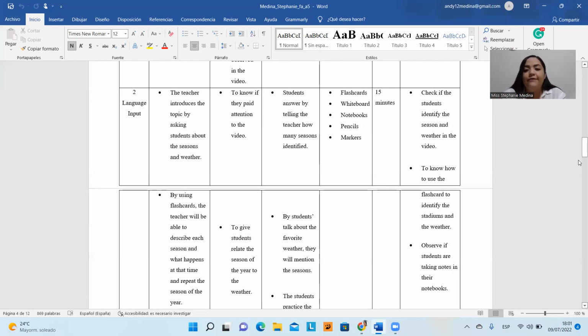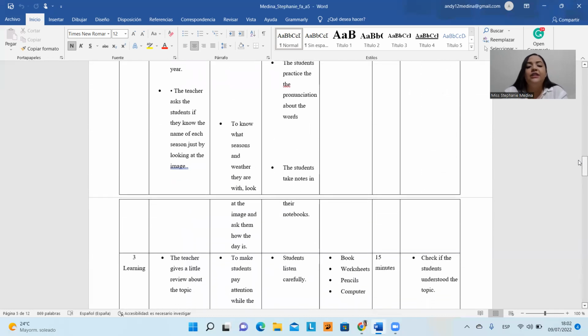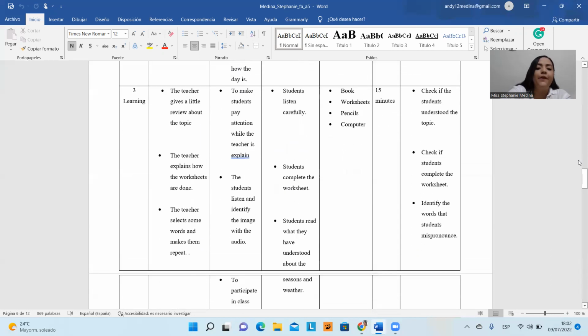And the evaluation is to check if the students identified the seasons of the year in the video, and to know how to use the flashcards to identify the status of the weather, and observe the students talking and taking notes in their books. So the teacher asked the students if they know the name of the season just by looking at the image, to know what happens in the weather. They look at the image and the teacher asks them how the day is, and the students take notes in their notebooks.